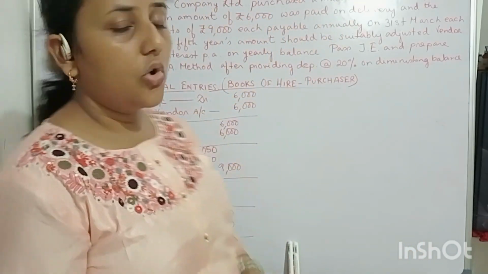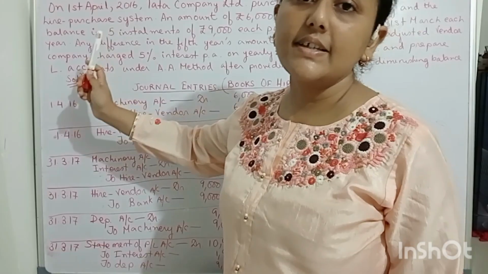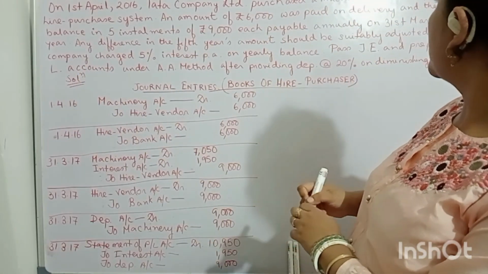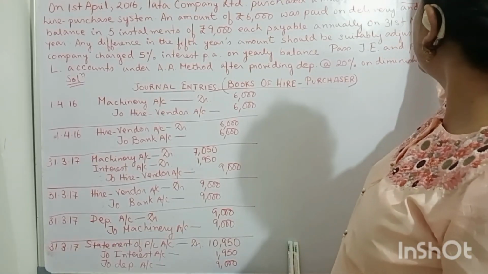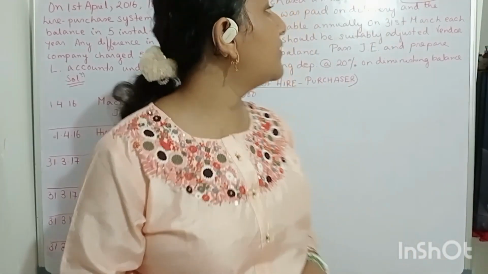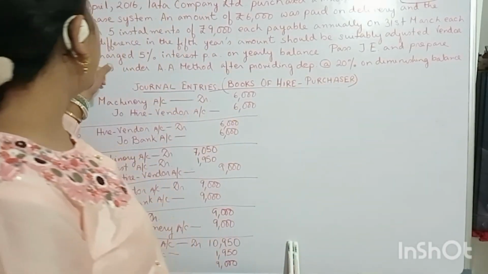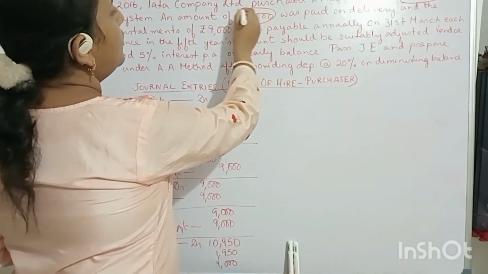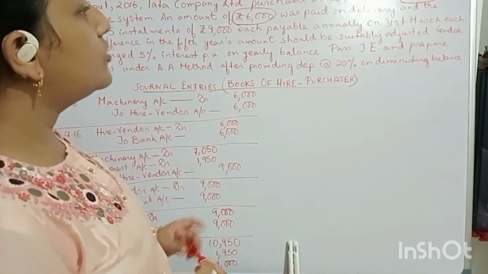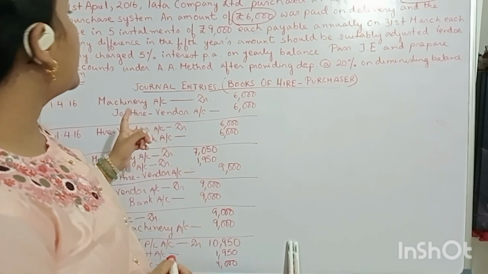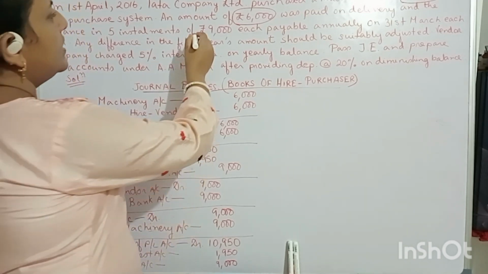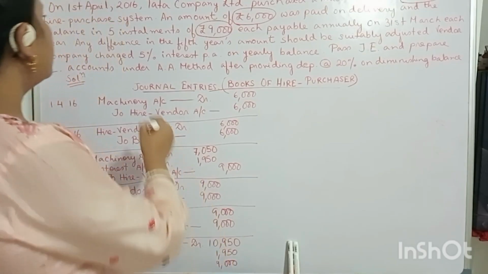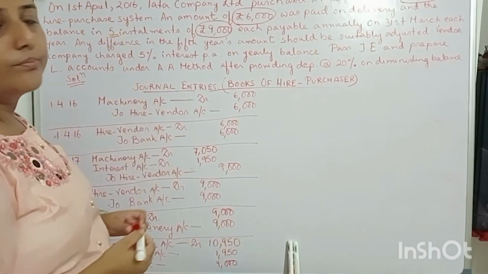Here it is said that on 1st April 2016, Tata Company Limited purchased a machine worth rupees 45,000. So what is the cash price of the machine? It is 45,000. On the hire purchase system, an amount of rupees 6,000 is the amount of down payment, which was paid on delivery, and the balance in 5 installments of rupees 9,000 each. So the value of each installment is rupees 9,000 and the number of installments is 5.